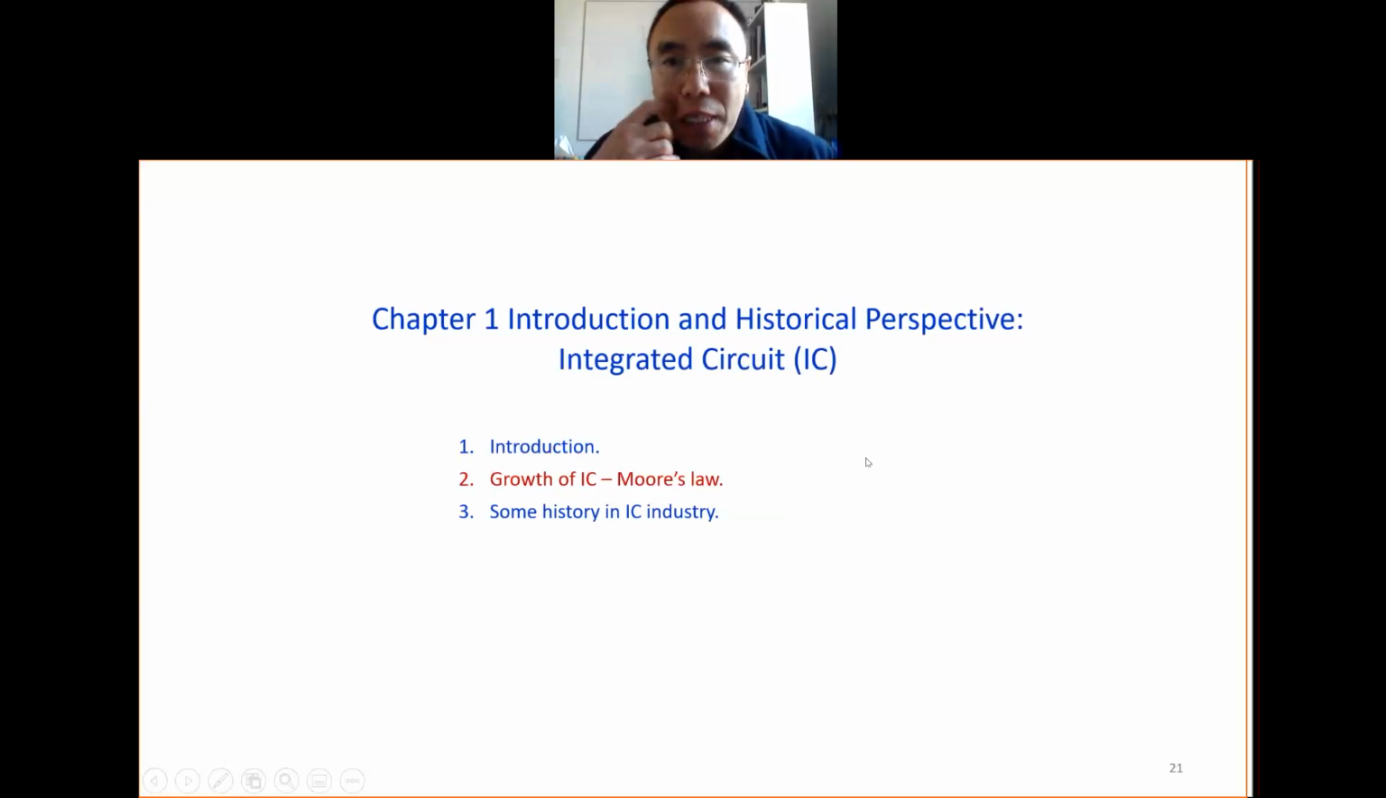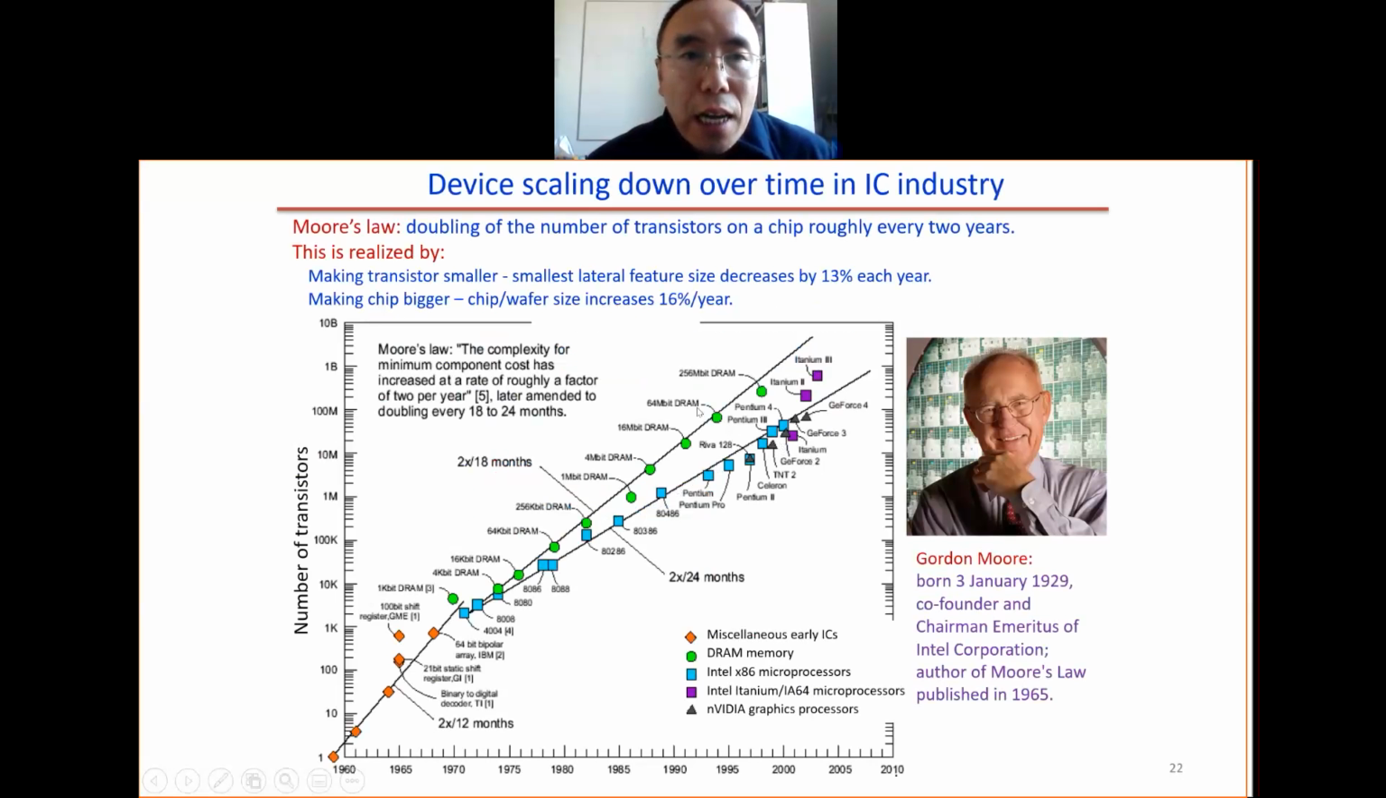So now let's look at some history of the semiconductor technology. First we look at Moore's law. Moore's law said that the number of transistors will be doubled every 2 years. Later it becomes every 3 years. And nowadays it is more than every 3 years. This is Moore's law. I'm sure everybody has heard of Moore's law.